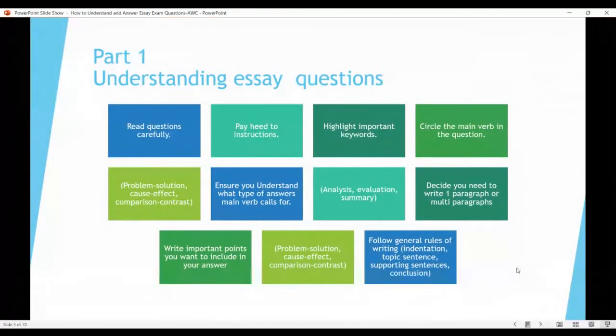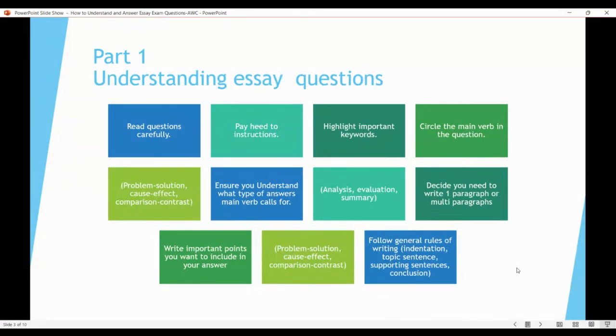It's very important to understand essay questions. As the famous saying goes, once you understand the question, half the answer is done. And so you need to read questions very carefully. Read it maybe 2 times, 3 times, because if you get it wrong, you may write a lot of things, but you end up writing actually nothing. It's very, very important to read questions and understand it.